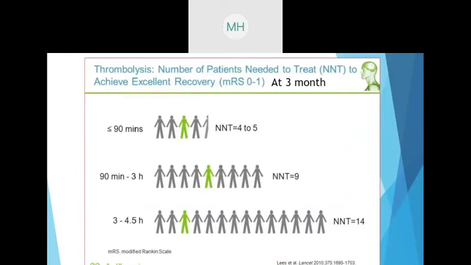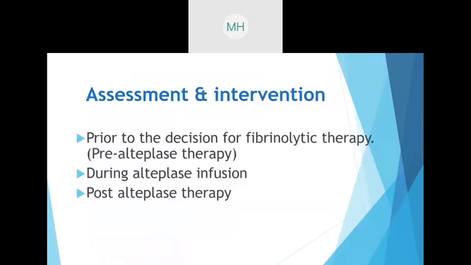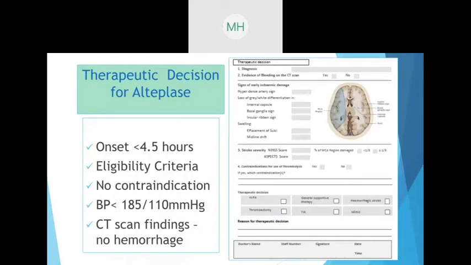Whereas at 3 to 4.5 hours, 1 out of 14 patients will have a good recovery. So therefore, thrombolytic therapy is really time dependent. We need to assess the patient quickly and activate the stroke team early. So assessment, as usual, we need to assess the patient pre-alteplase therapy, during and post-alteplase therapy. So decision on alteplase therapy, first, as usual, is the onset of less than 4.5 hours.